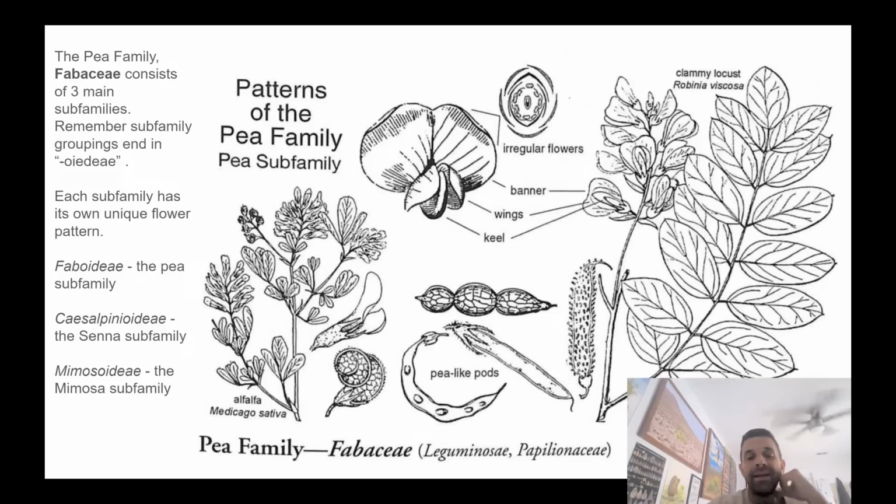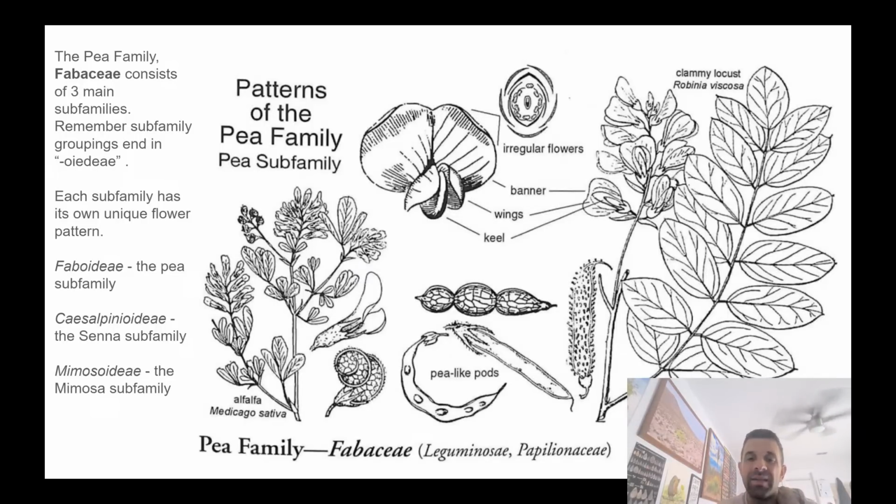Each subfamily has its own unique flower pattern. You've got 3 main subfamilies. I think now there's like 5, but just worry about these 3 for now. This is the easiest way to learn it. Faboideae, the pea subfamily, Caesalpinioideae, the senna subfamily, and Mimosoideae, the mimosa subfamily. Let's go through them and see what they look like.